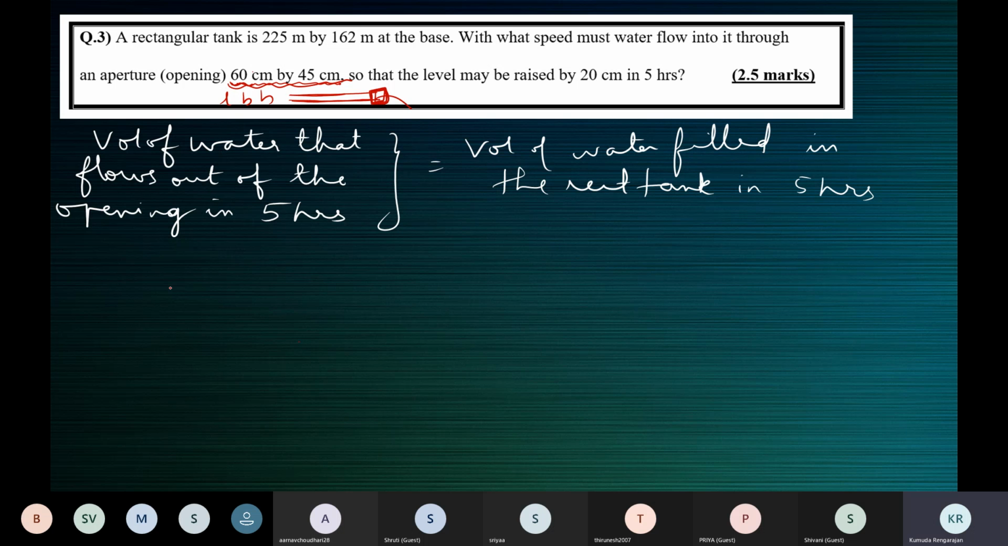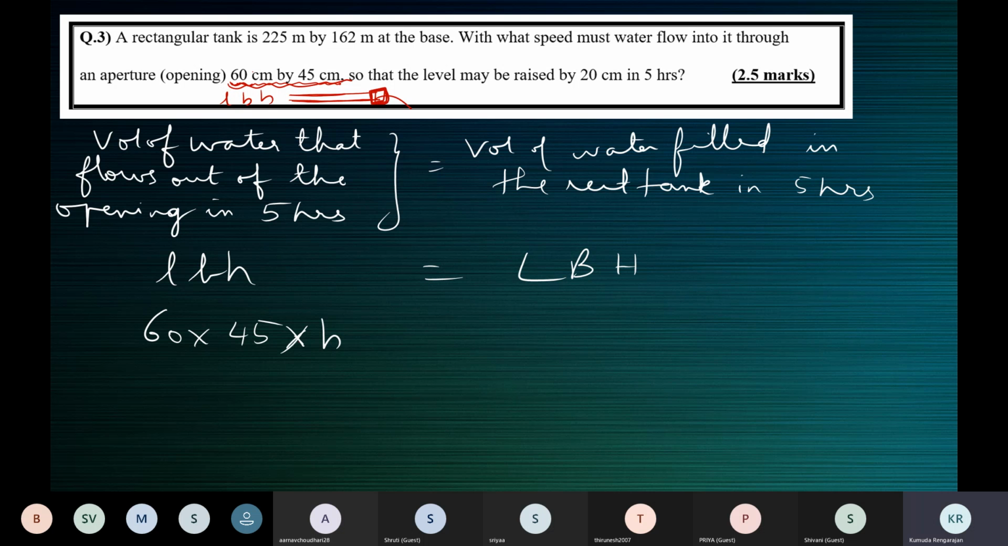So the volume of the water will be rectangular. The volume of the water is LBH, and this is also LBH. What's the length? 60. What's the breadth? 45. So what should be the height of the water column in 5 hours? That is what we're finding.